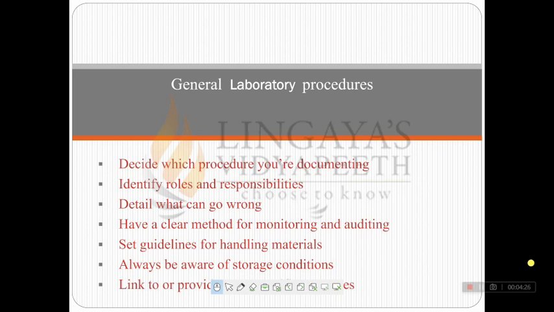Set guidelines for handling materials. So there should be perfect guidelines that are set for handling the materials, so that the shelf life of the materials or the equipment or the instruments is also increased, as well as proper communication and a proper atmosphere in the laboratory is maintained.